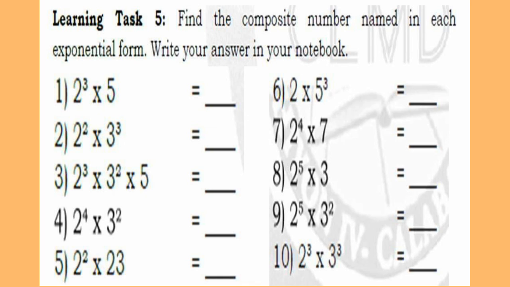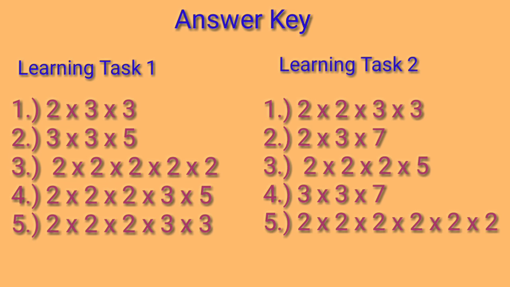Para sa learning task 5 sample, sasagutan ko yung number 1. Imumultiply lamang natin ang 2 ng 3 beses and then times 5. So, 2 times 2 is 4, times 2 is 8, times 5 is 40. Now, it's time for you to check your answer.